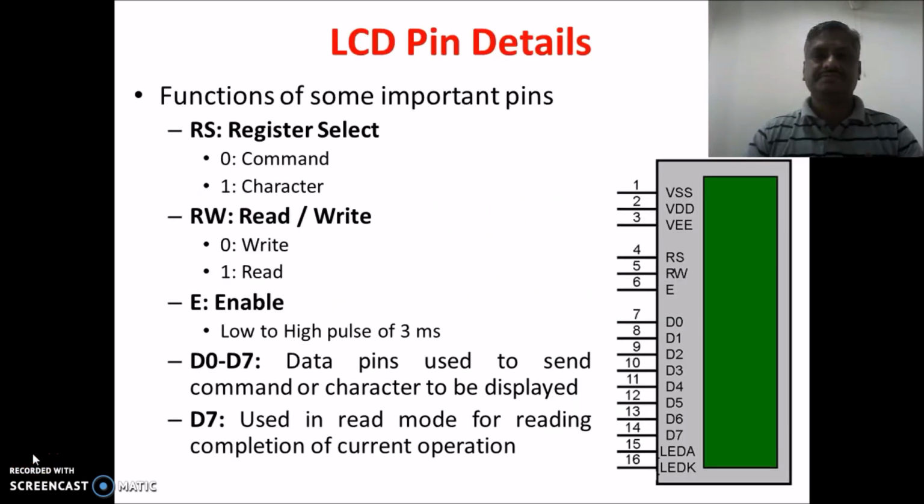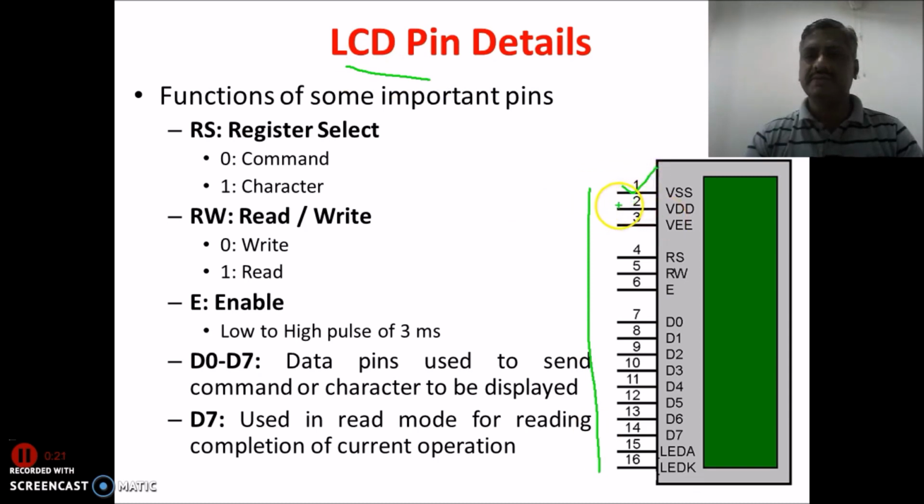To begin with, we will start the discussion of the pin details of the LCD. LCD consists of the total 16 pins as I have shown here. Pin number 1 is VSS, pin number 2 is VDD, pin number 3 is used for contrast control.